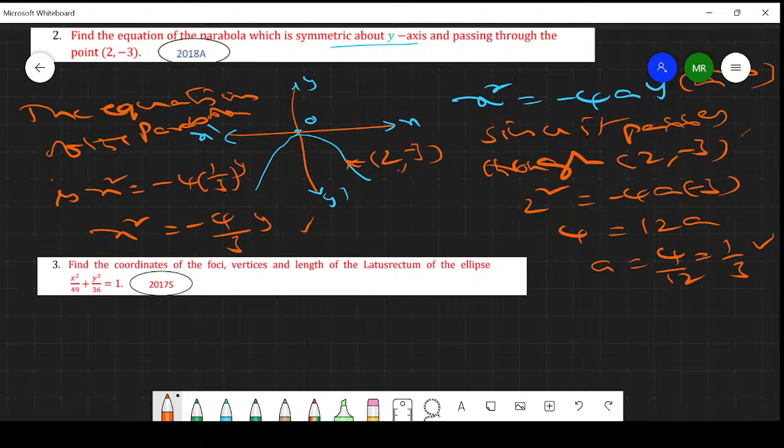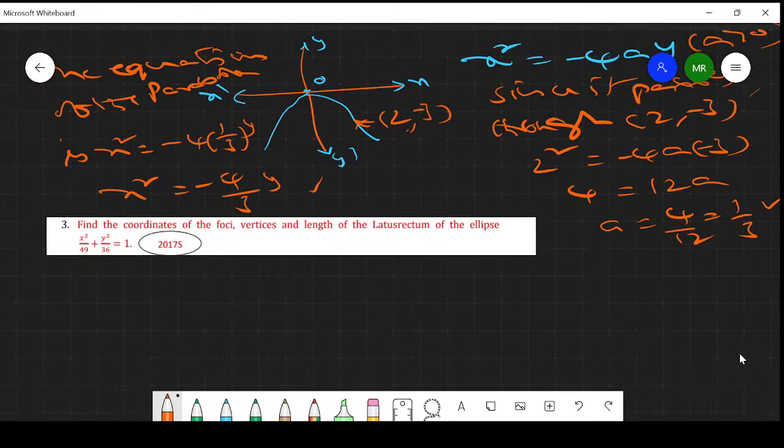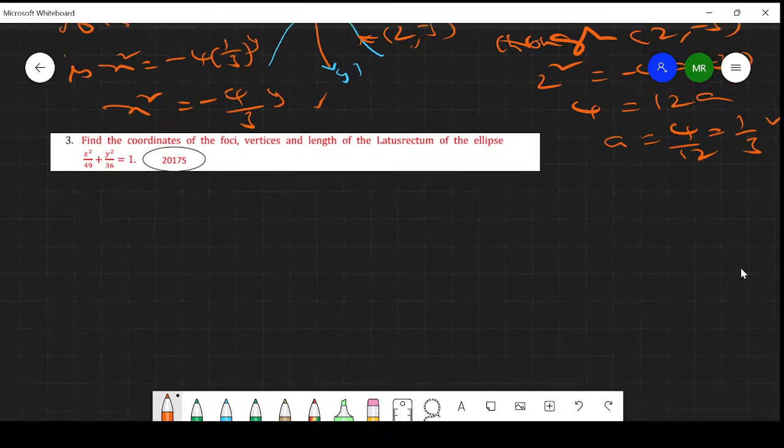Next one. Find the coordinates of the foci, vertex and length of the latus rectum of the ellipse. Now, I am going to discuss the ellipse. I am going to discuss the concept of ellipse first, then I will solve the problem.